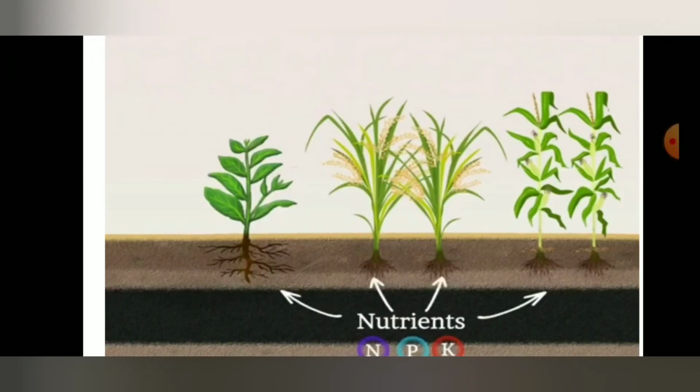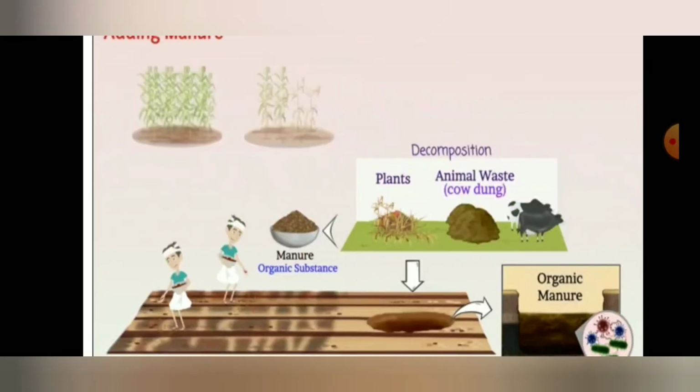Adding manures. The label is not saying it, but I will tell you. Manures: not only placing the seeds, but after placing the seeds, adding manure is also important. What do you mean by manure? That is very important. Decomposition of plant waste and animal waste helps in the formation of a manure called organic manure. That means it does not contain any kind of chemical fertilizers. It is purely formed by plant and animal waste. So how is it formed?